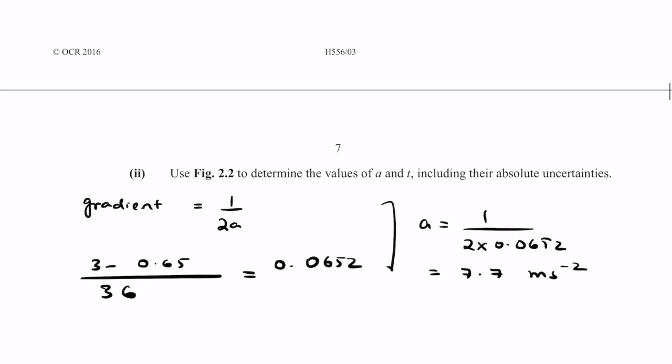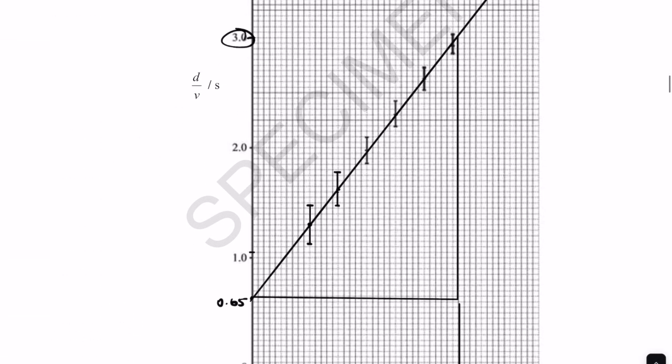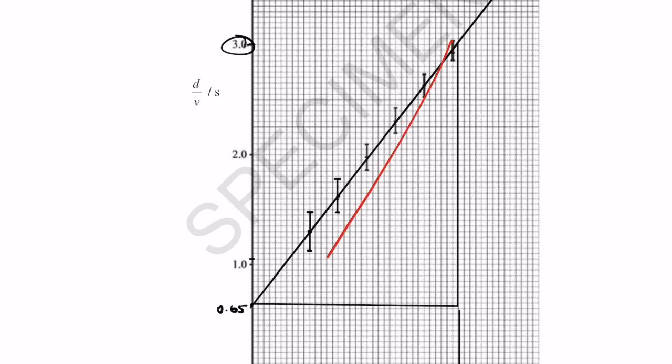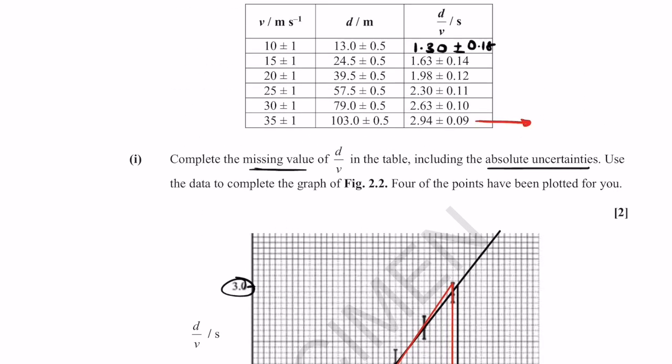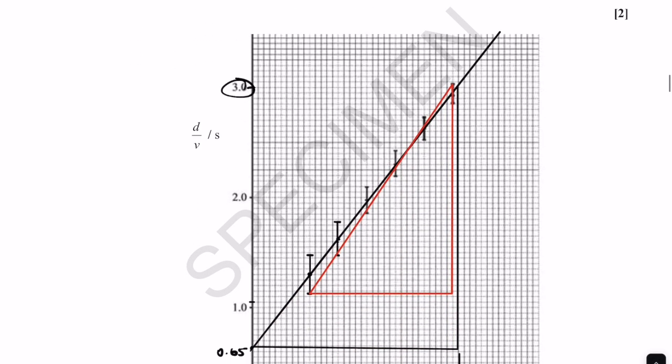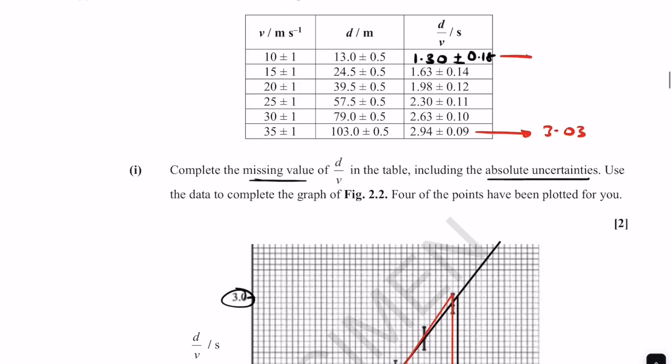Let's work out the error, the uncertainty, by using the gradient of the line of worst fit. I'll do this in a different color. I'll draw the steepest line and basically work from here. And I'm going to be quite cheeky about it. I'll just use the values from the table because it's the maximum of this one. So 2.94 plus 0.09, which gives me 3.03. And I'm going to use the minimum of my first data point, and that would give me a value of basically 1.3 minus 0.18, which is 1.12.